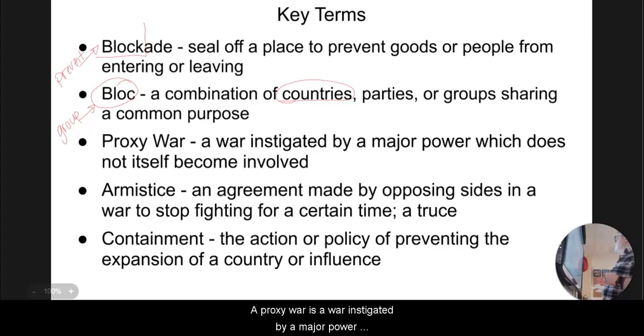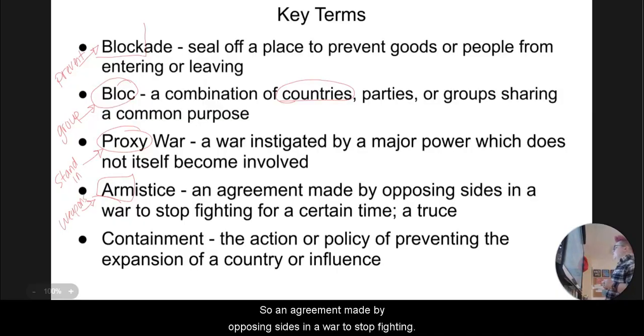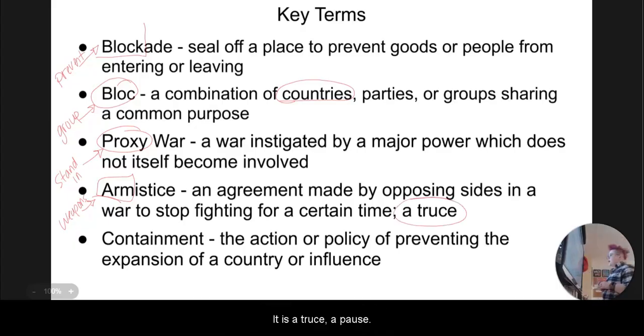A proxy war is a war instigated by a major power which does not itself become involved. When you are a proxy, you are a stand-in. So you are somebody who is going to fight or have conflict with each other without physically doing it. So if I'm having a proxy war, I'm not actually going to start swinging and fighting. I'm going to get someone who's going to do it for me. Armistice, remember we see that word arm like in here, we are thinking about weapons. So an agreement made by opposing sides in a war to stop fighting, it is a truce, a pause.